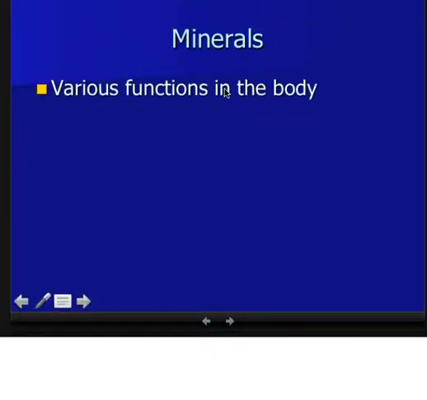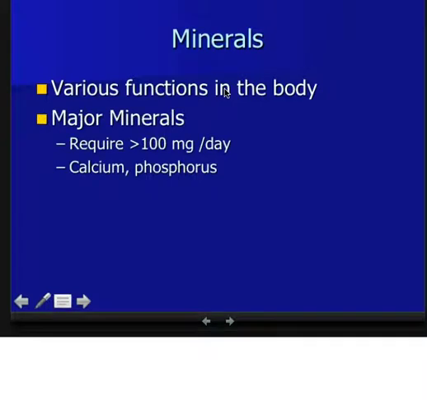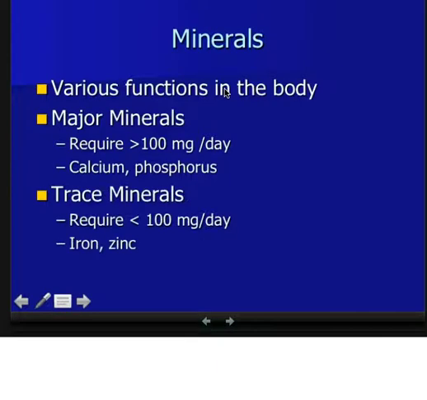Okay, minerals have various functions in the body. Our major minerals are required in amounts greater than 100 milligrams per day. Examples would be calcium and phosphorus, which are major components of the skeletal system, but are also important in other metabolic processes, such as nerve transmission and muscle contraction. Trace minerals are required in amounts less than 100 milligrams per day. Examples would be iron and zinc. And just because they're required in smaller amounts doesn't mean they're any less important in the body.